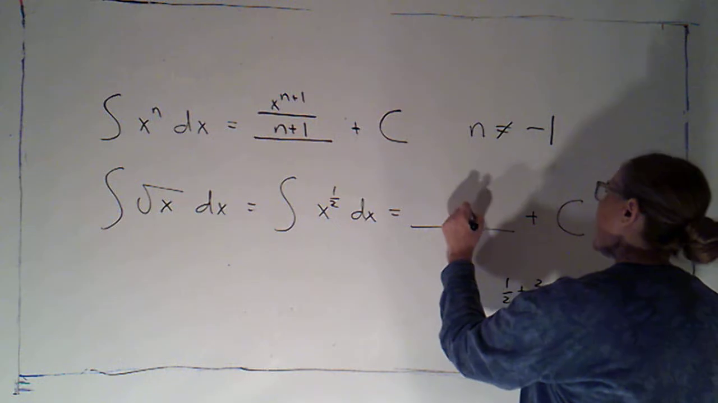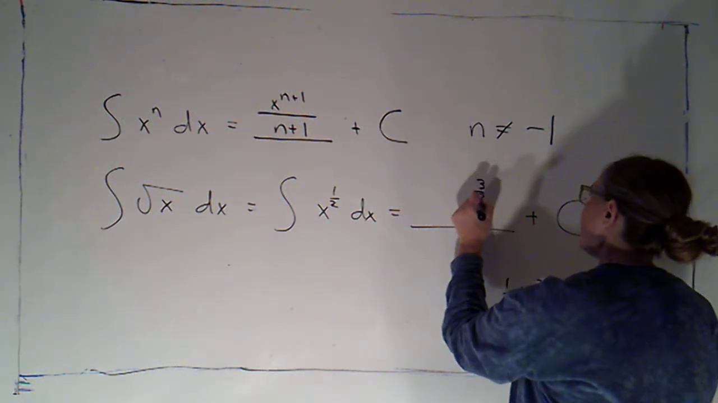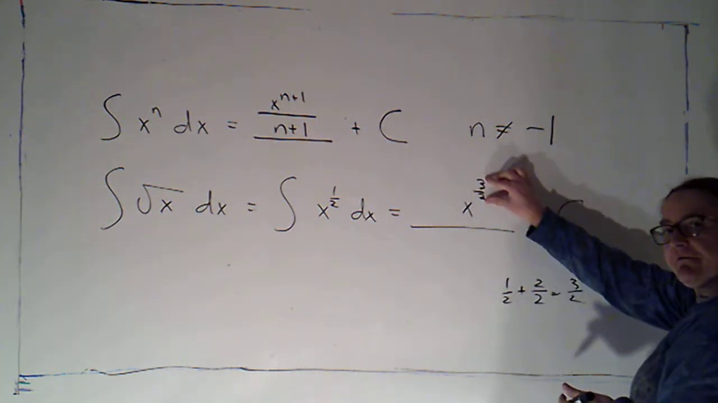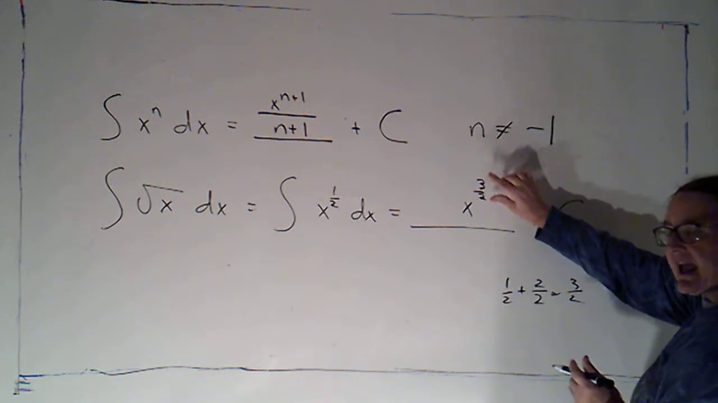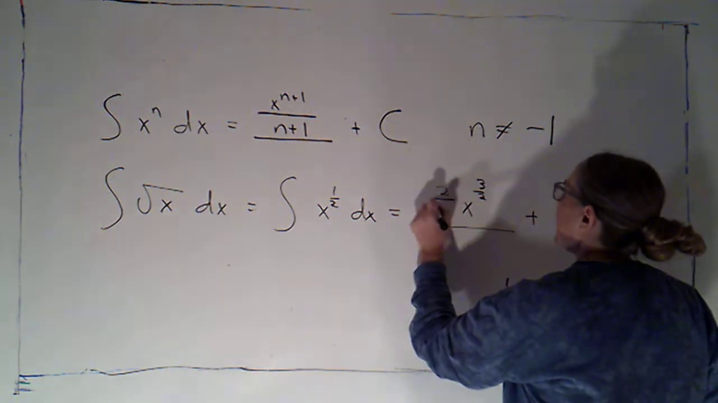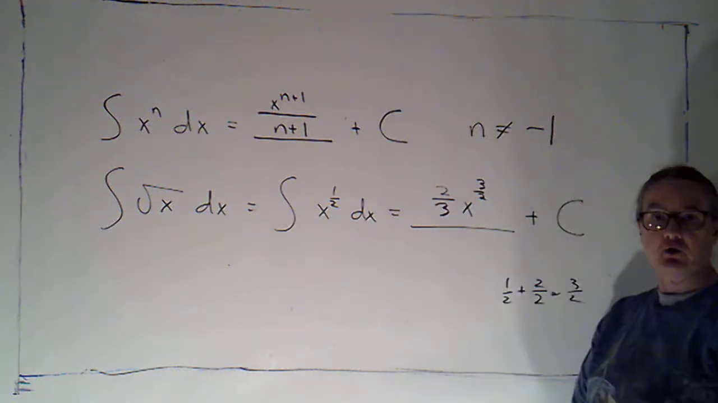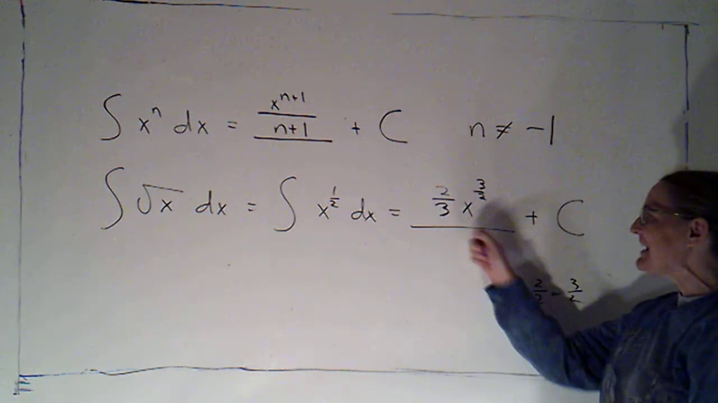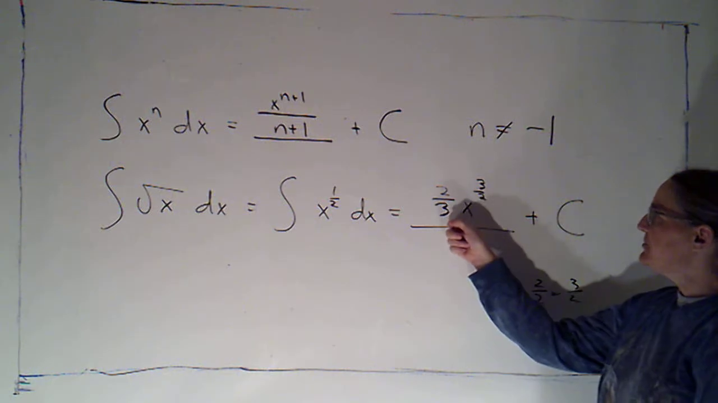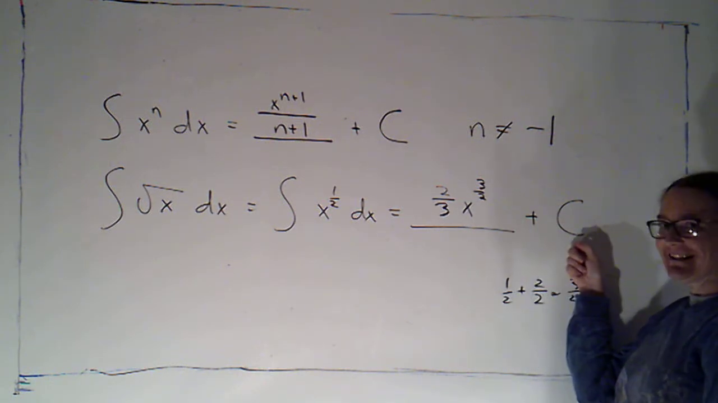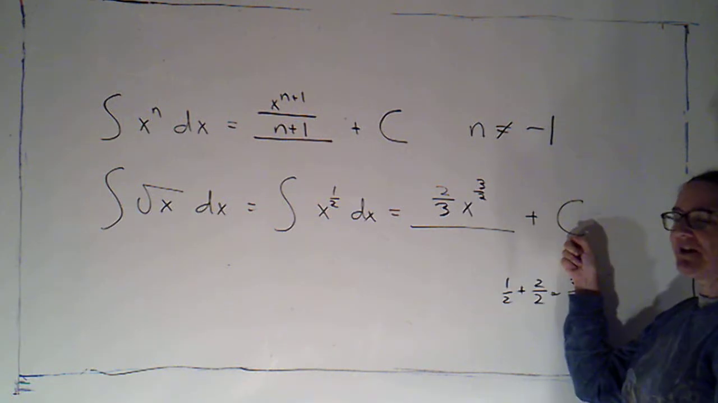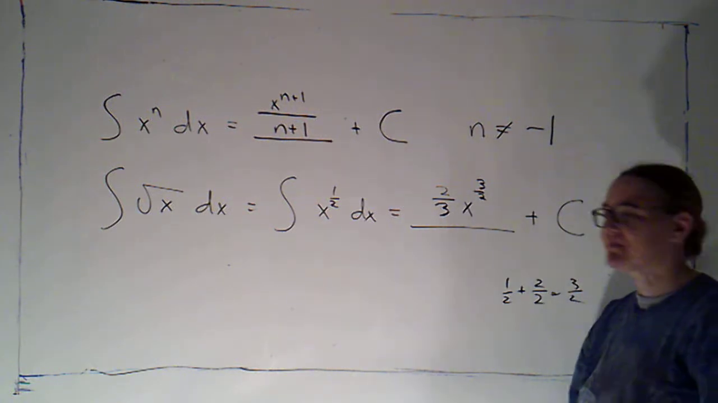So I'm going to get x to the 3/2, and then I'm supposed to divide by the new power. Well, dividing by 3/2 is the same as multiplying by 2/3. So an antiderivative would be 2/3 x to the 3/2. All antiderivatives would be this function plus an arbitrary constant.